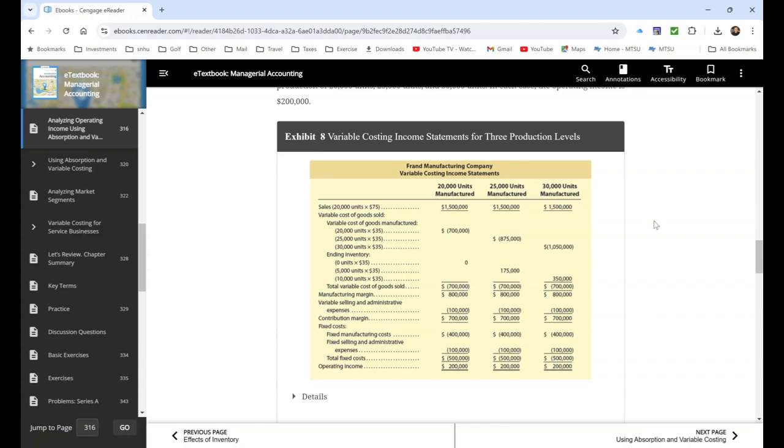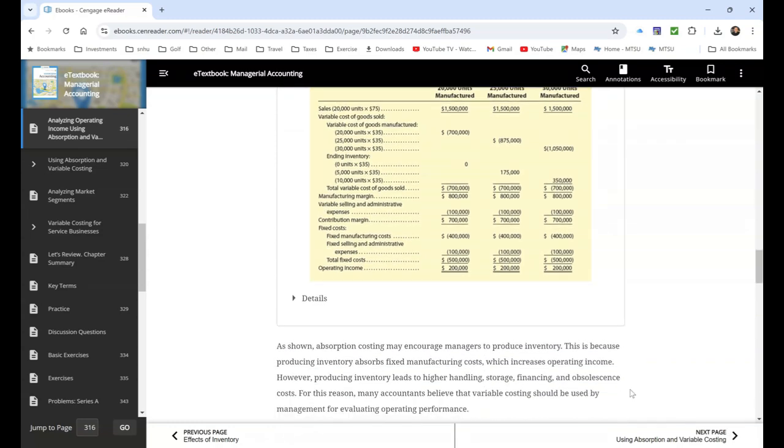And then here is variable cost. You can see that no matter how many you produce, because you're only allocating depending upon your variable cost, and you're not taking into account your fixed cost, the operating income from your variable cost standpoint is going to be the same. Because in each case, if you don't sell all these units, those units go into inventory and aren't counted as either revenue or expenses.